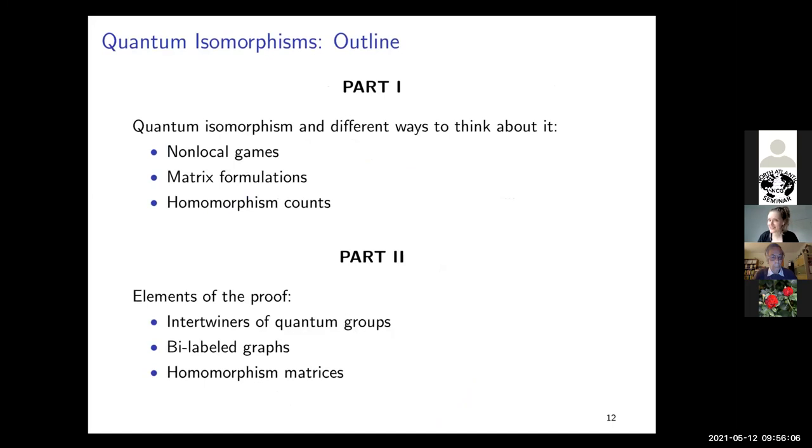And the second part also has two parts. In the first one, I'm going to introduce this notion of quantum isomorphism, and we're going to see different ways to think about it. Then, if I have time, I will show you elements of the proof for this combinatorial characterization of quantum isomorphism.